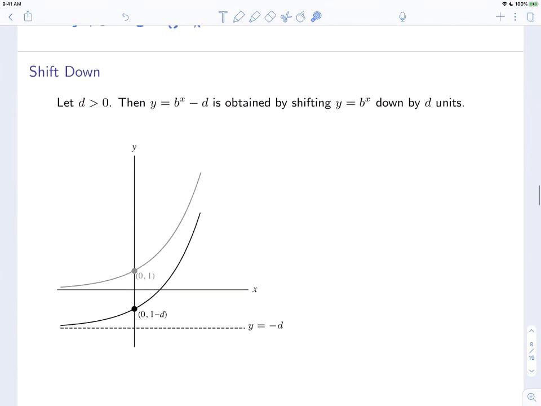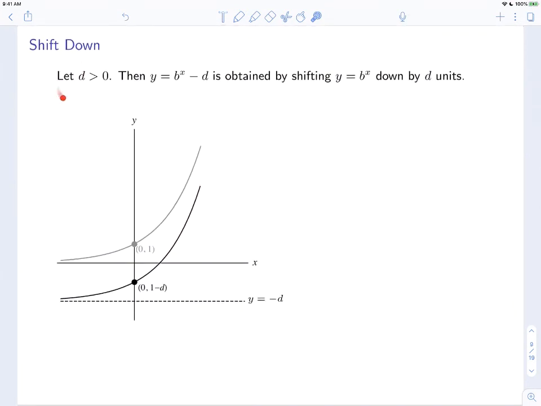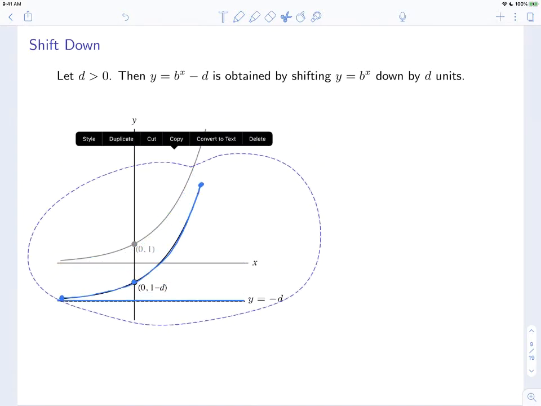A shift down is essentially the same, but now you start with this positive number d, and you're looking at b to the x minus d instead. So that means you're taking what was the y value and you're just subtracting d from it. But you can see it's the same basic idea. So we have these 3 points, and let me just draw a curve through these 3 points, like so. And let's draw the horizontal asymptote, like this. And now we just want to shift everything down by d units. So you just shift everything down like that, and there you have it.